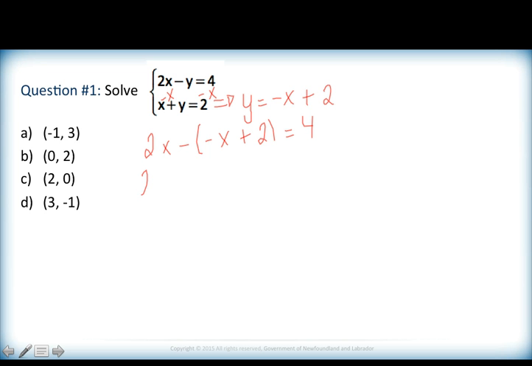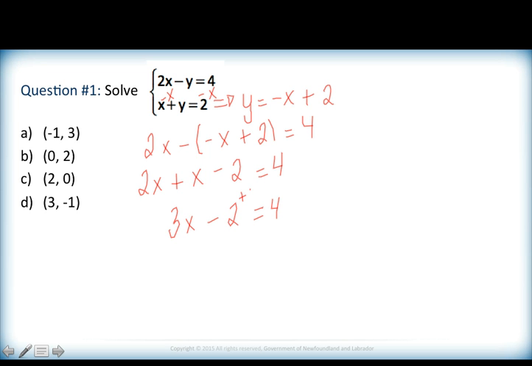I'm going to use the distributive property to solve. Negative 1 times negative x is a positive x. Negative 1 times positive 2 is going to be a negative 2, which equals 4. 2x plus 1x is 3x. Subtract 2, which equals 4.